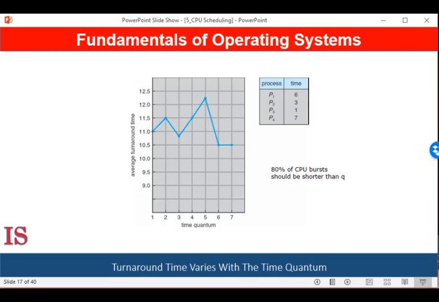If the context switch time is added in, the average turnaround time increases even more for smaller time quantum since more context switches are required. Although the time quantum should be large compared to the context switch time, it shouldn't be too large. As we pointed out earlier, if the time quantum is too large, round-robin scheduling degenerates into a first-come, first-served policy. A rule of thumb is that 80% of the CPU burst should be shorter than the time quantum.